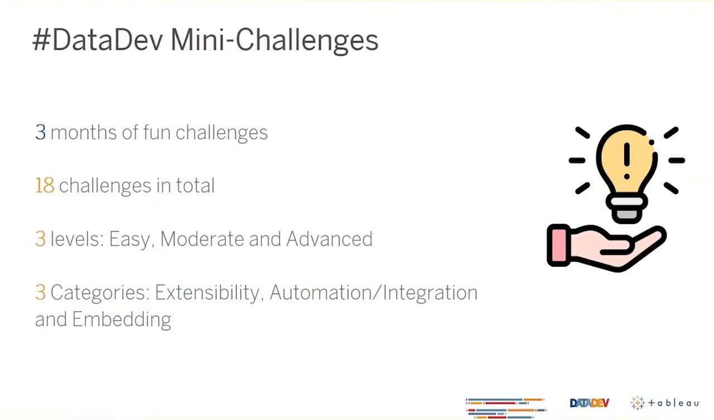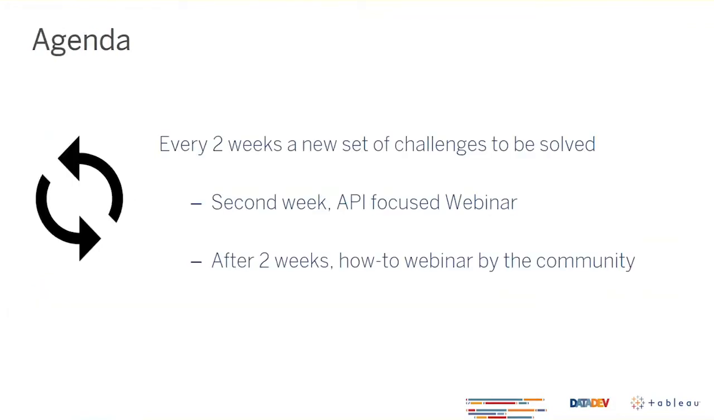We have 3 categories: we are focusing on extensibility, automation and integration, and embedding. The last 2 weeks were about embedding. It was challenges covering the embedding topic. Every 2 weeks, we are publishing a new set of challenges to be solved.